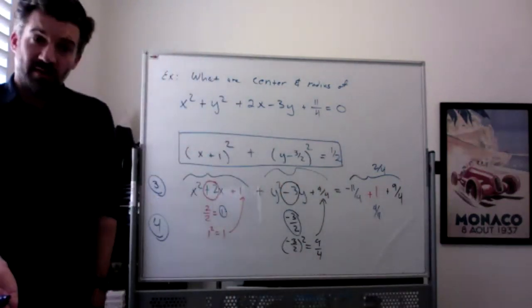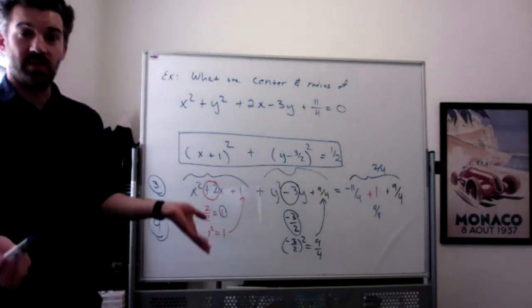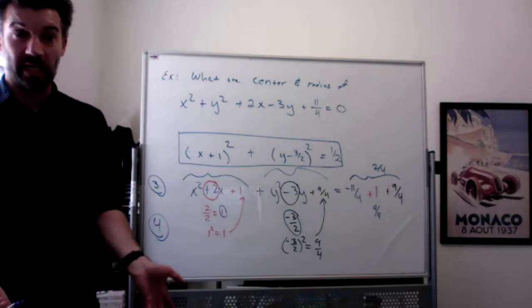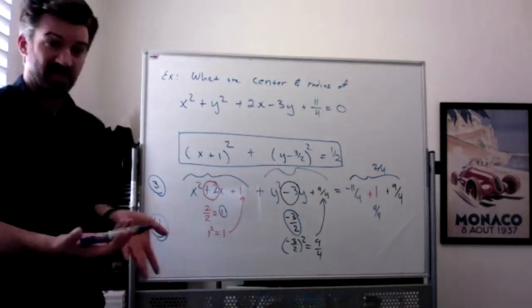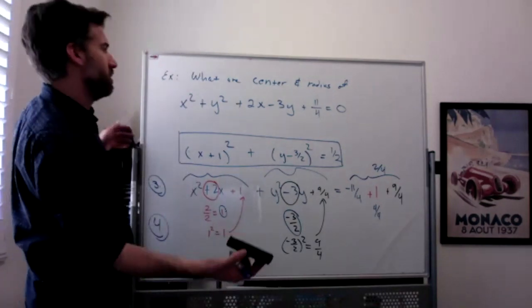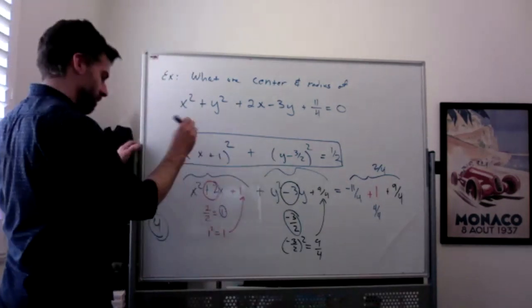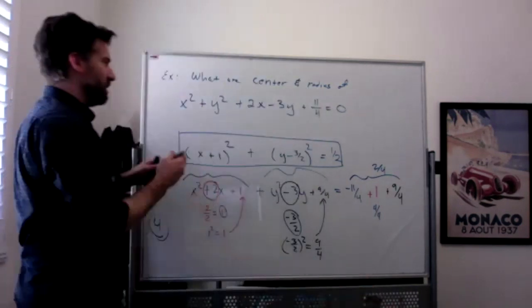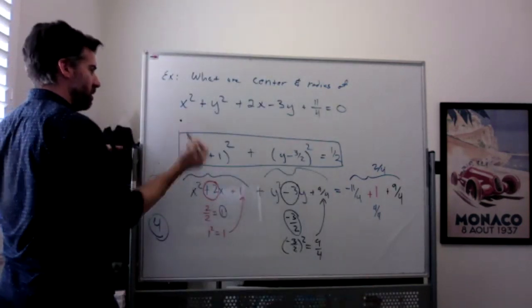But that's not our final answer, right? The question wasn't to write the equation of the circle. The question was to tell us what the center and the radius are. So it's really important that we answer the question that's being asked. I suppose I could fit it in right here. Sorry, space is always at a premium on this small board here.